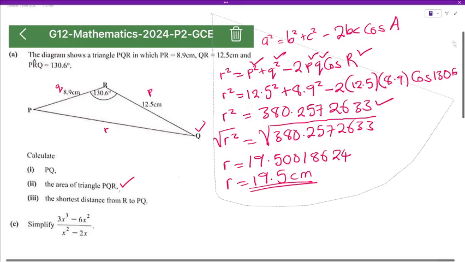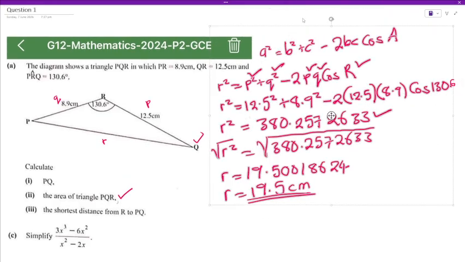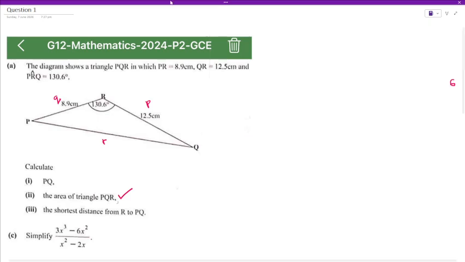Then I'll write it down. So this is 19.5. Why is my pen not coming through? Right. This is 19.5 centimeters. And that is our R.